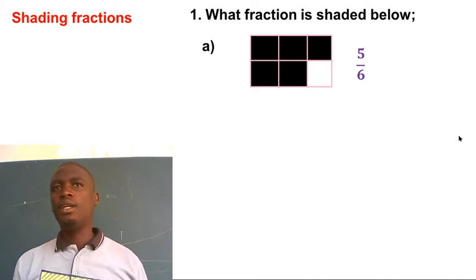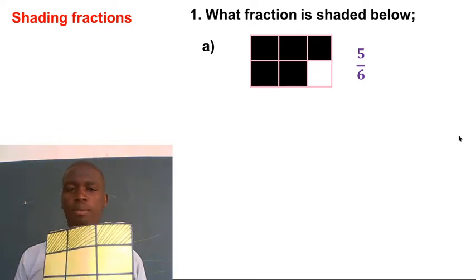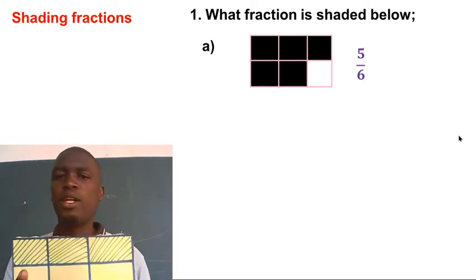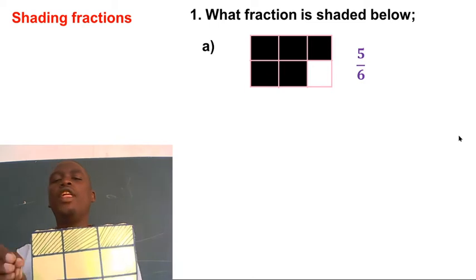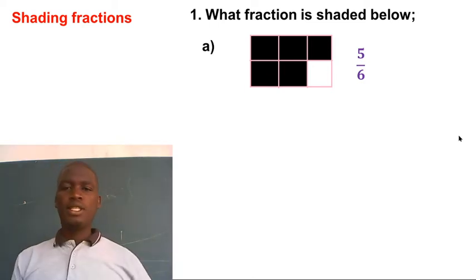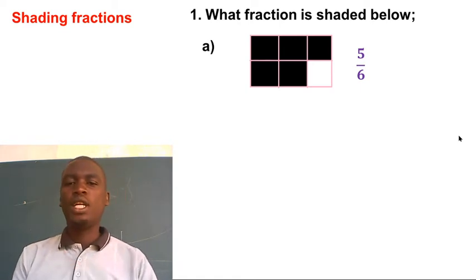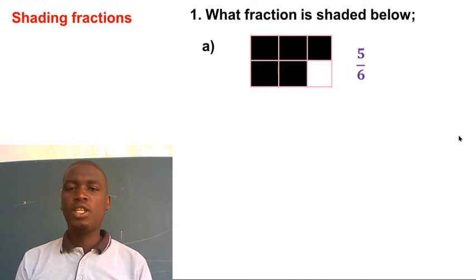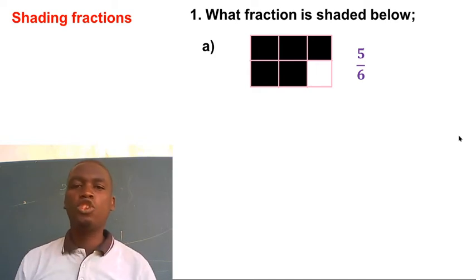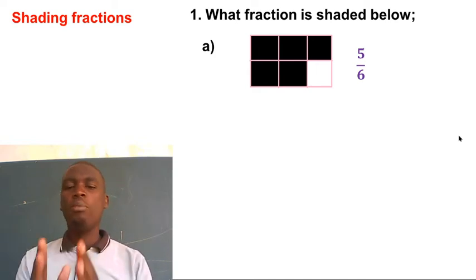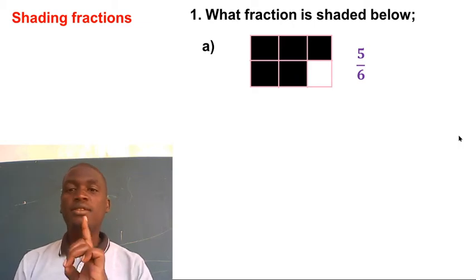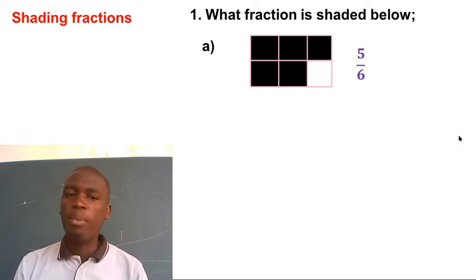For us, we are taking 6 parts. They have divided that figure into 6, and out of the 6, 5 are shaded. So we say, what fraction is shaded below? We take it as 5 out of 6. 5 out of 6 are shaded, and 1 part is not shaded. So what fraction is shaded? It is 5 out of 6. 1 part has been left.